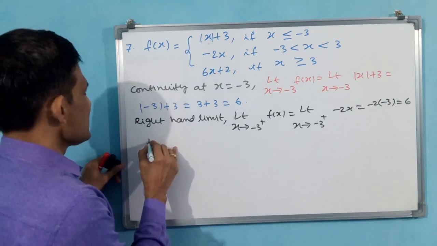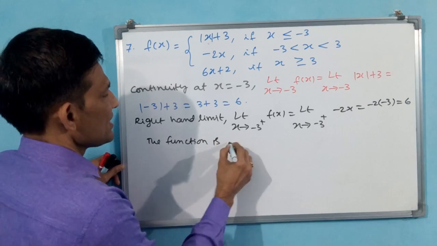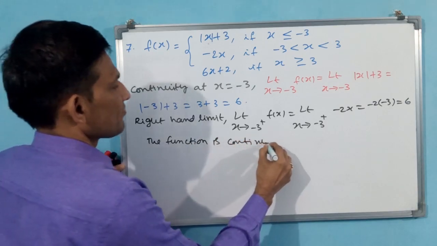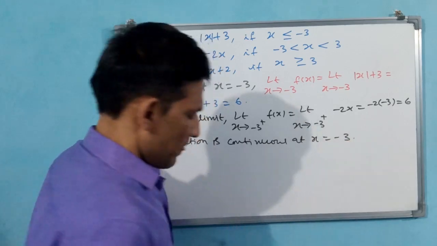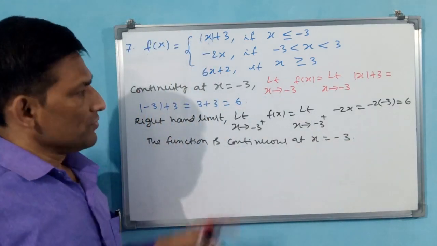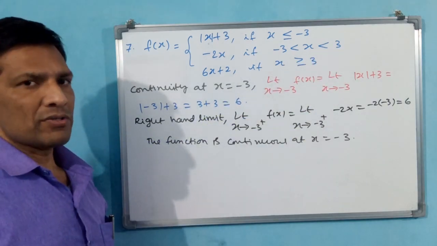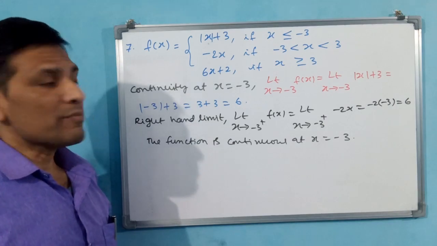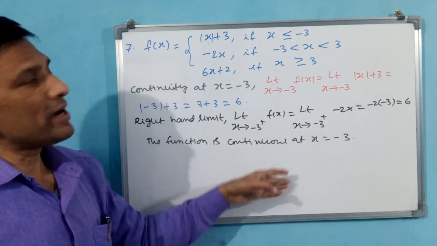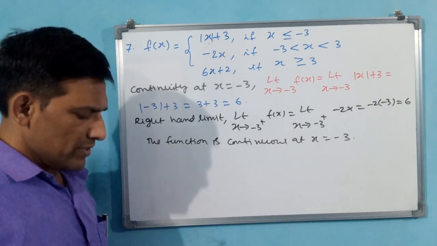Write down. The function is continuous at x is equal to minus 3. Okay? But at x is equal to 3, it may be discontinuous or may be continuous. We have to see that also. If continuity is there at both, it means this function is continuous and there is no point of discontinuity. Okay? Let us proceed further.